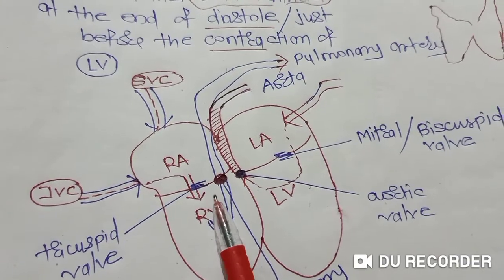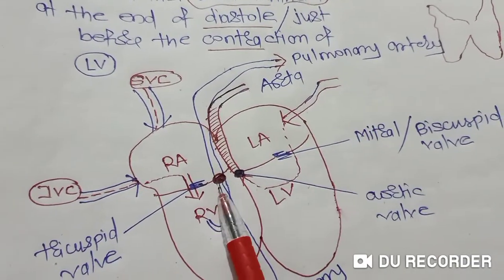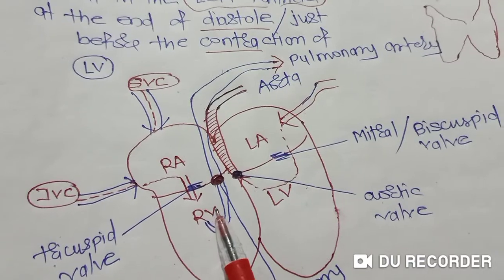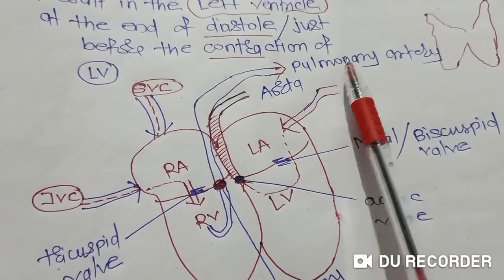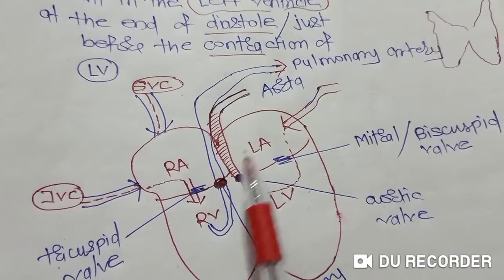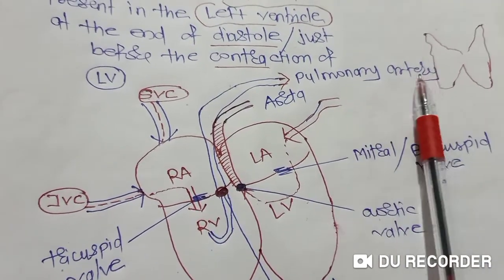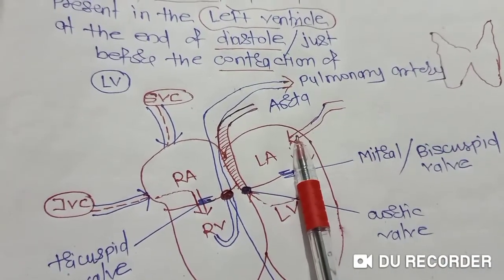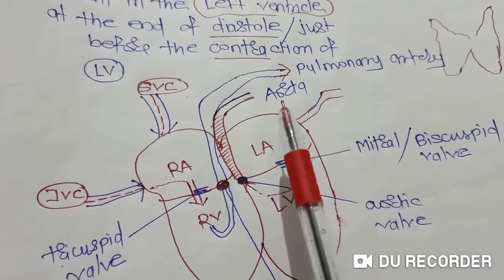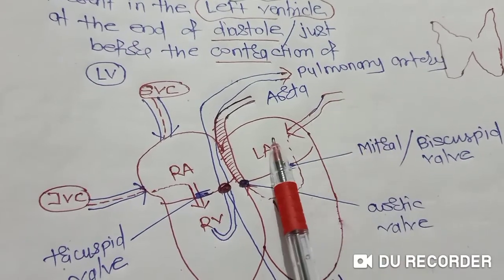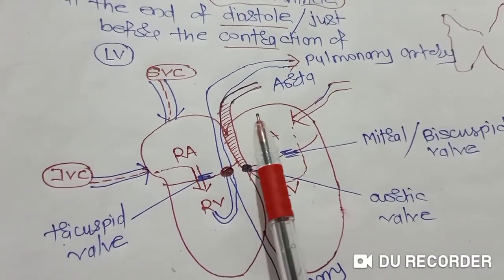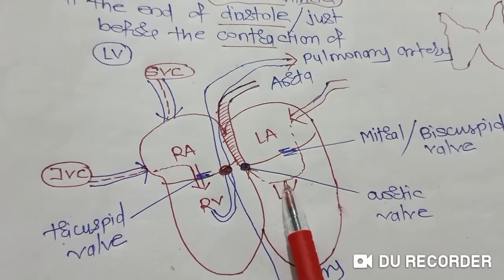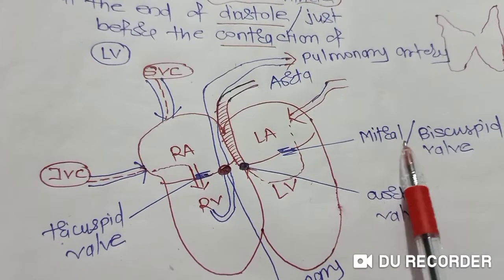And from the right ventricle there is a pulmonary artery and there is a pulmonary valve. So this deoxygenated blood goes through the pulmonary valve to the pulmonary artery and to the lungs for the oxygenation of the blood. Blood will get oxygenated and it will come back to the left atrium through the pulmonary vein. Now in the left atrium there is oxygenated blood. This oxygenated blood comes to the left ventricle through the mitral or bicuspid valve.